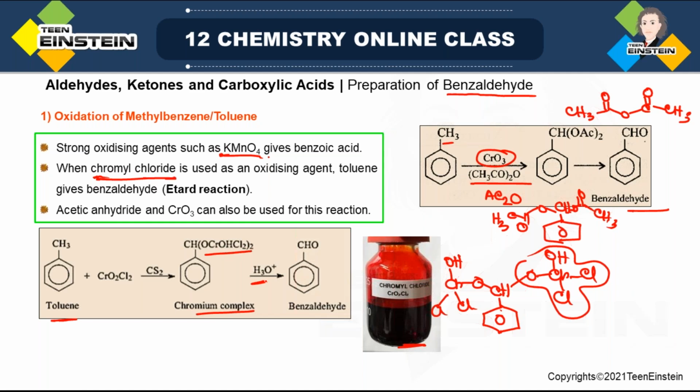So two methods we have seen here. One is you can use the mixture of CrO3 in presence of acetic anhydride, and you can also use CrO2Cl2, which is chromyl chloride. These reagents are not so strong like potassium permanganate, which actually gives benzoic acid. But if you use this type of oxidizing agent, which is specially made for getting benzaldehyde only, not the acid, we can use either of these two reagent combinations if the starting material is methyl benzene. So the methyl carbon CH3 is now converted to a CHO group.